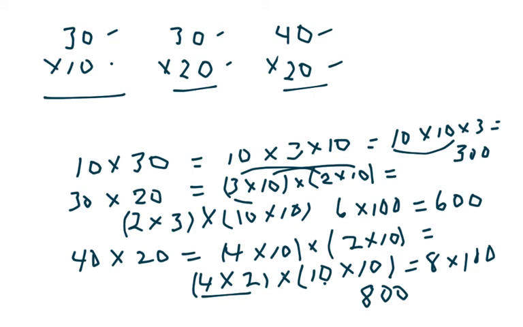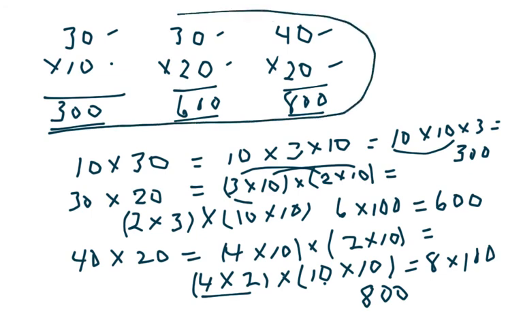Now look at the answer here. 300. Okay? 600. 800. What rule do you think we could use, okay, to multiply multiples of 10? Okay, what rule would you use? Put me on pause and tell me what rule, what pattern do you see in these problems? There's a definite pattern there, okay? Put me on pause, write down your rule, and then we'll talk about it.